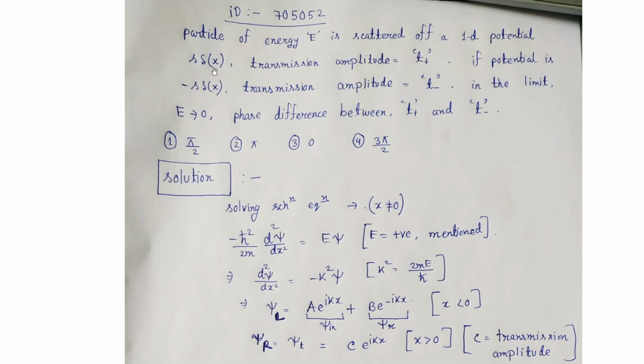The lambda is real and positive, and the transmission amplitude for this is t plus, and if the potential is minus lambda delta x, then the transmission amplitude is t minus. So the question is, in the limit where E tends to 0, what is the phase difference between t plus and t minus?